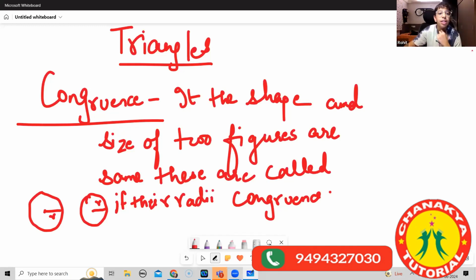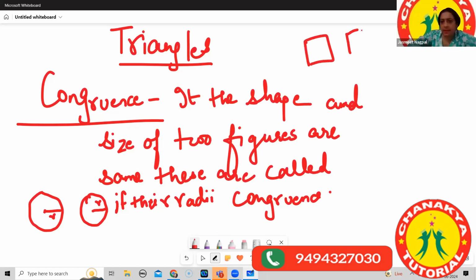Ma'am, but how is a circle related to this chapter? Circle is not part of triangles, but this is an example. Two squares are congruent if their sides are equal. So this is also congruent, right?